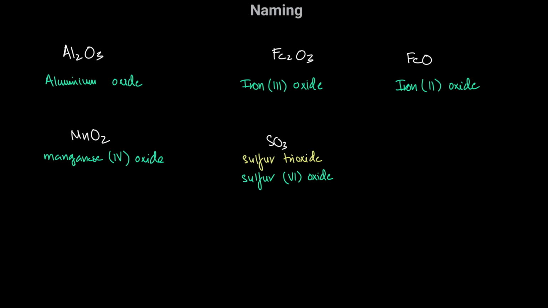Similar to transition elements, a lot of non-metals can also have variable oxidation states in their ions and in their compounds. Similarly, if you look at SO2, it is commonly referred to as sulfur dioxide, but it may also be referred to as sulfur 4 oxide.